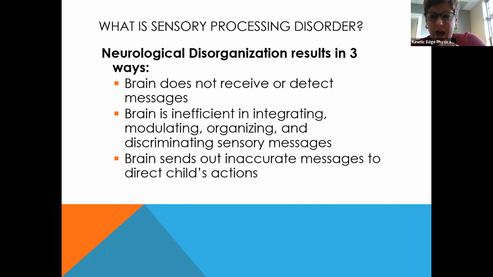The second way is that the brain may be inefficient in what it does with the information once it receives it. So you receive the message, but now the brain is taking a bit longer to process that information, or perhaps it isn't organizing it in a way that's efficient to be able to use it. The third way would be that the brain is sending out an inaccurate message to direct your actions.